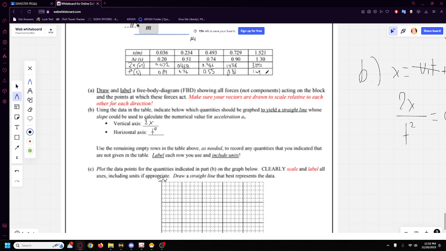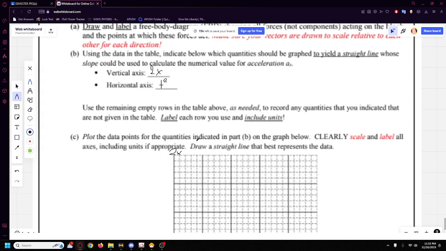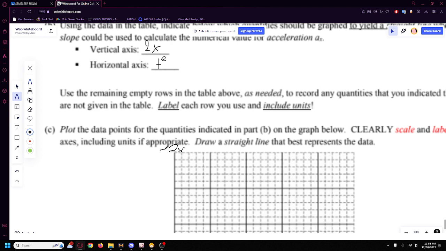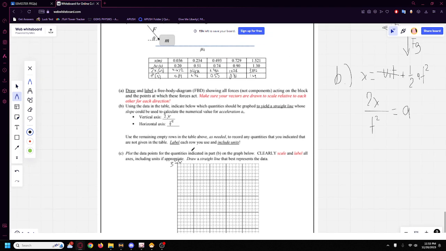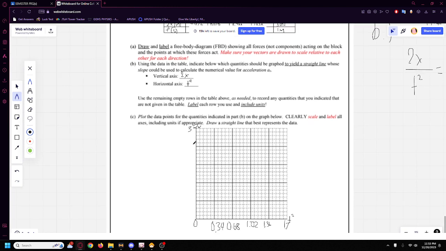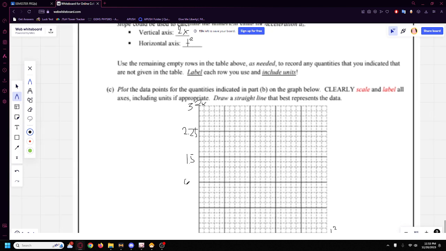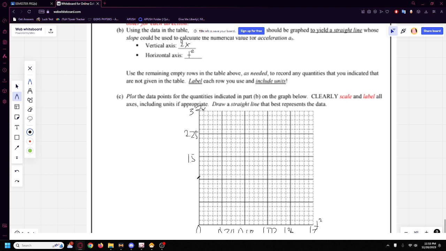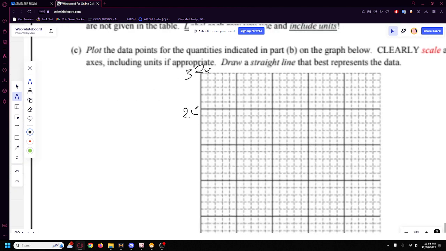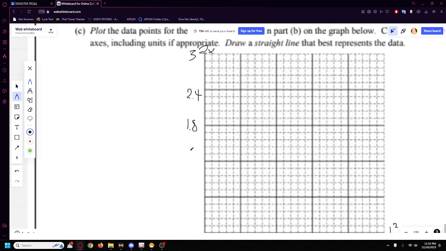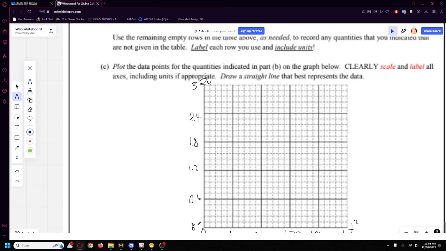Now 2x, I'm gonna round 2x down to 3. So 2.25, 1.5, wait, 2.4, 1.8, 1.2, 0.6, this is 0.